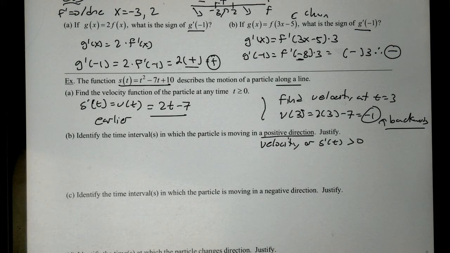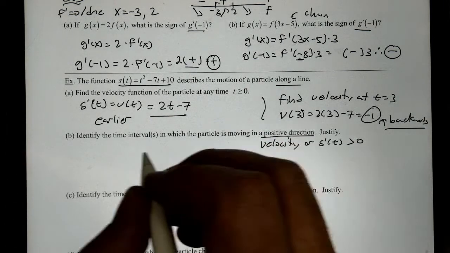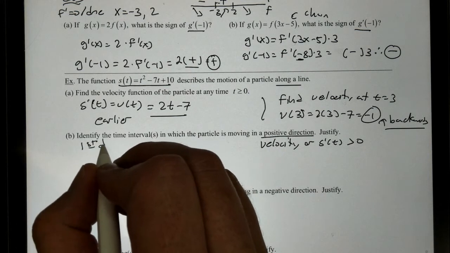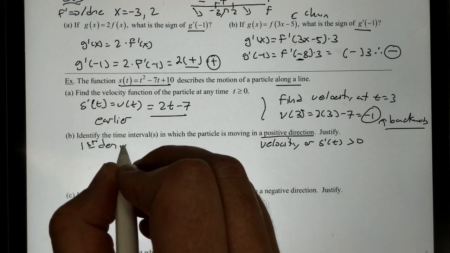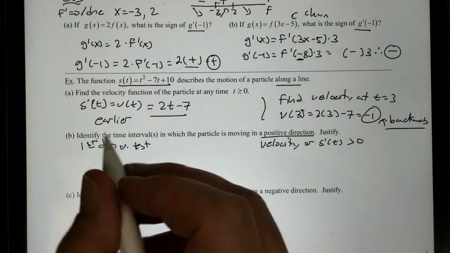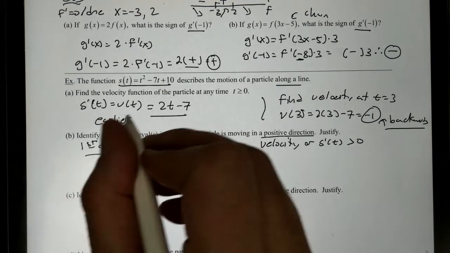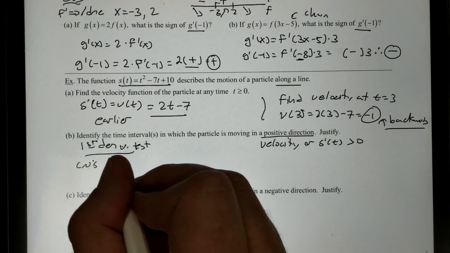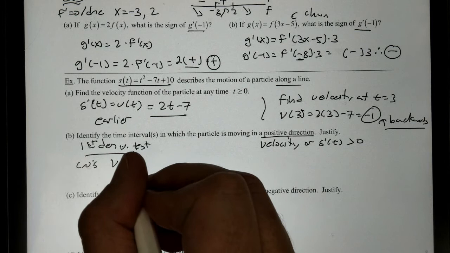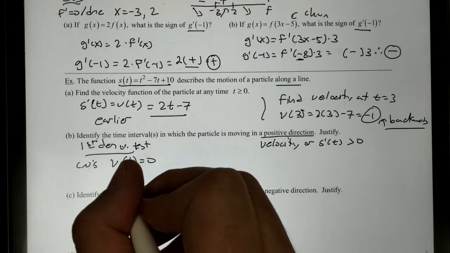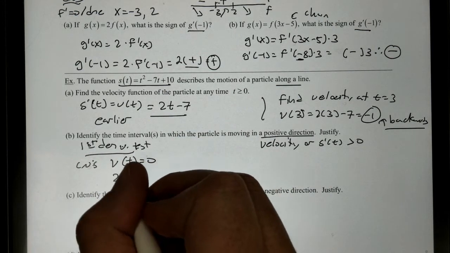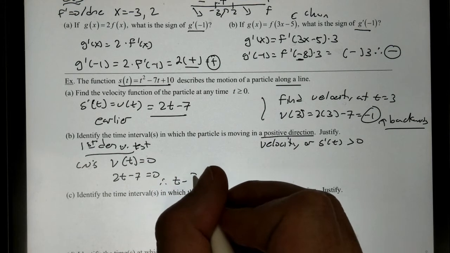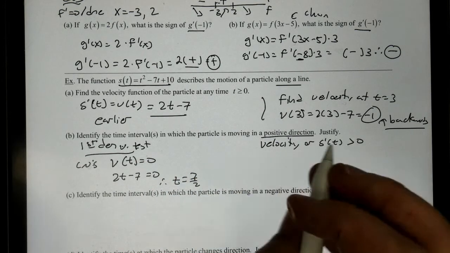So we have to use our derivative. This is our sign test, our first derivative test. So if I take my first derivative, find your critical numbers, we want to know where does the velocity equal 0. So I can do that. 2t minus 7 equals 0. I can get t equals 7 over 2.